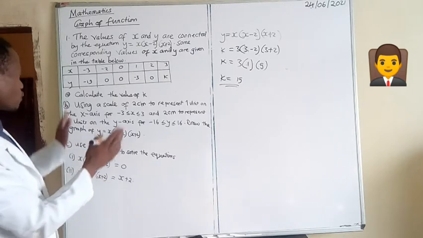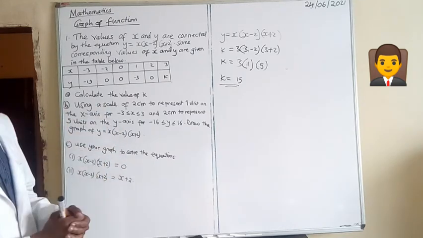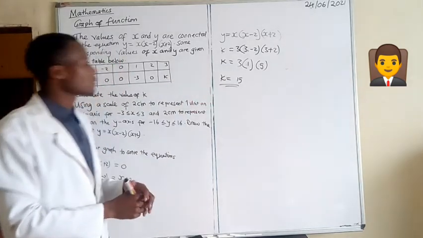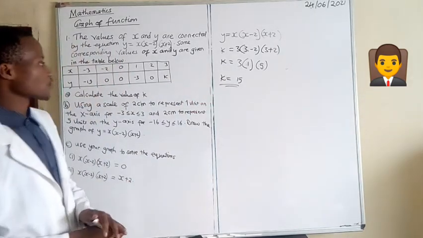The whole of this question, don't forget, it must be answered on the graph paper. Even this one, so it should be shown on the graph paper. So that's the value of k.